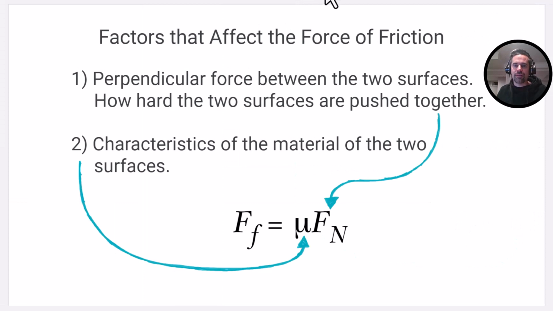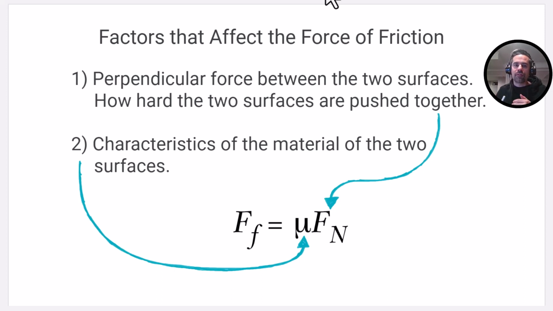Let's look at the factors that affect the force of friction. So there's two factors that affect the force of friction. One is the force between the two surfaces, how hard the two surfaces are pushed together. And this happens to be something called the normal force, which we'll look at in a little bit.